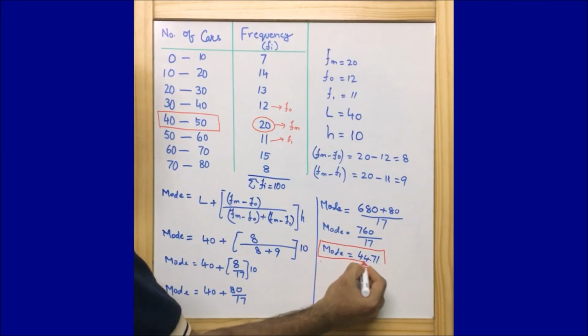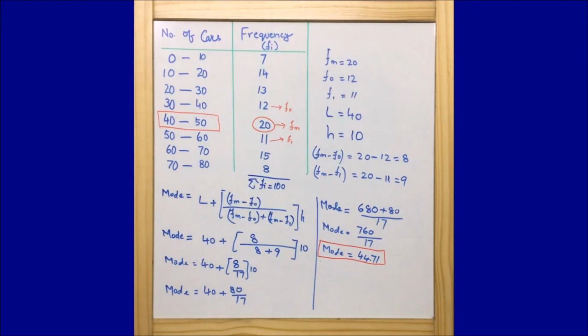So guys, this is how we could find out the value of mode, and the question was just to find the mode of the data. So the mode of this data is 44.71. Hope guys you understood this calculation.